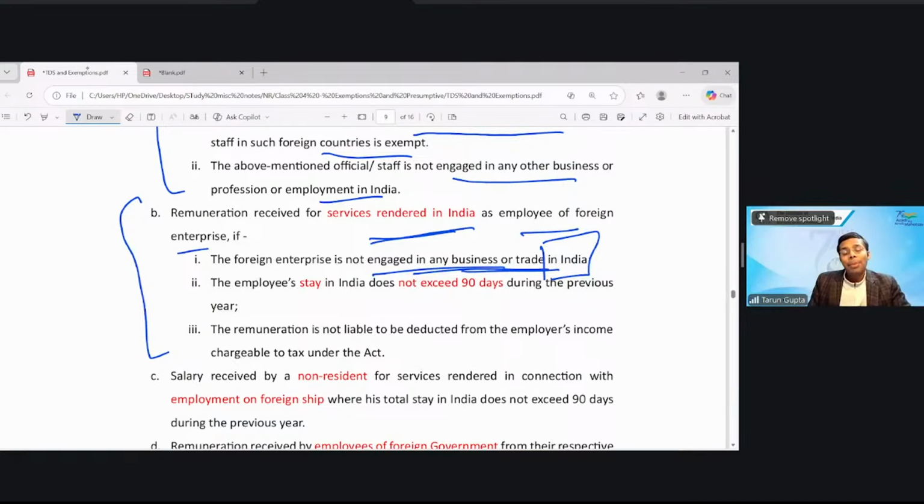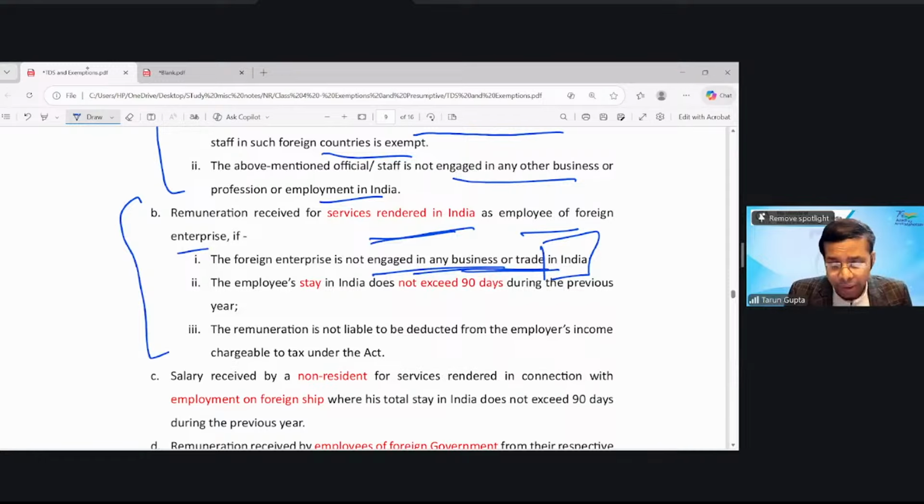Now you will say Microsoft is doing a business in India. No. I am saying I am an employee of Microsoft US. Microsoft US has a subsidiary in India, Microsoft India, which is doing a business in India. But the business of Microsoft India is not the business of Microsoft US. The business of a company is not the business of a shareholder. A shareholder and a company are separate legal entities, separate persons. So I am not an employee of Microsoft India. I'm an employee of Microsoft Inc., and Microsoft Inc. should not be doing any business in India. Okay.